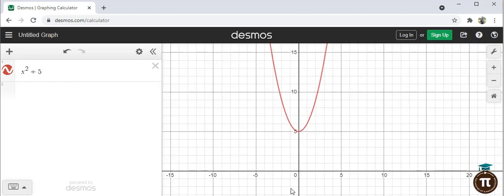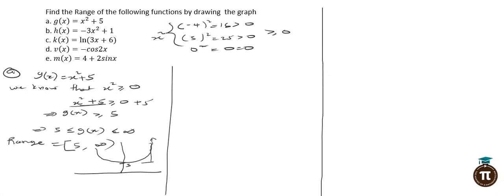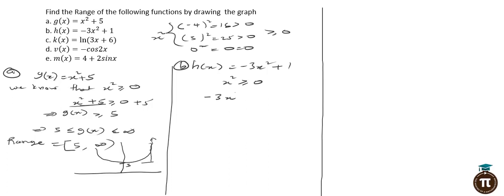Let's go to the second example. For the second example, I have h of x to be equal to minus 3x squared plus 1. So basically, again, let me show you how I can find the range without drawing the graph. Of course, we know that x squared is always greater than or equal to 0. Now, multiply both sides by minus 3. Whenever you multiply with a negative number, the inequality will change. So minus 3 times 0 will still give me 0, so minus 3x squared is less or equal to 0.